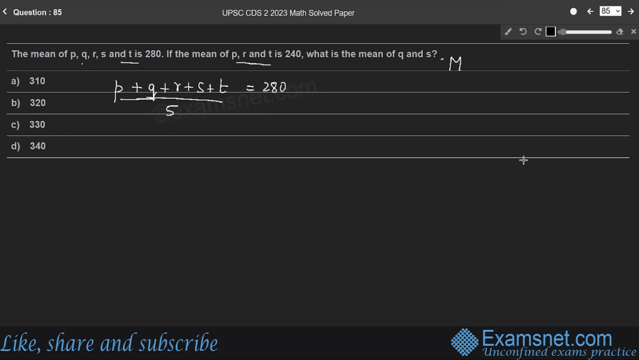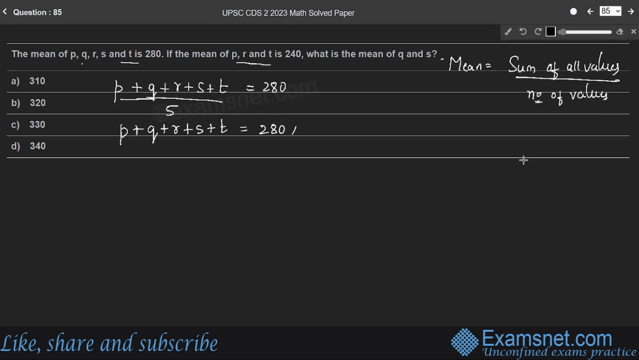So we all know that mean is equal to sum of all values by number of values. Therefore, the mean of P, Q, R, S, T is P plus Q plus R plus S plus T by 5, as there are 5 values, is equal to 280. Therefore, P plus Q plus R plus S plus T is equal to 280 into 5.